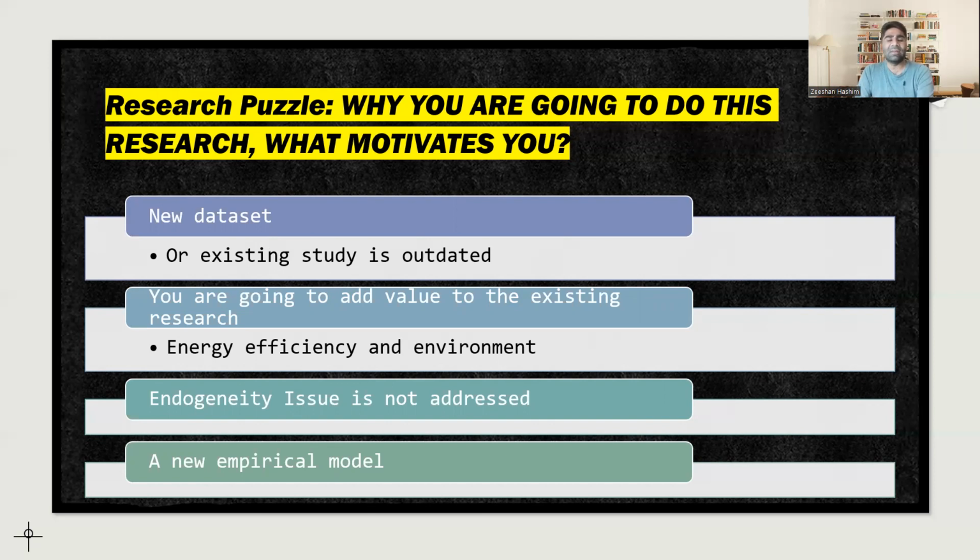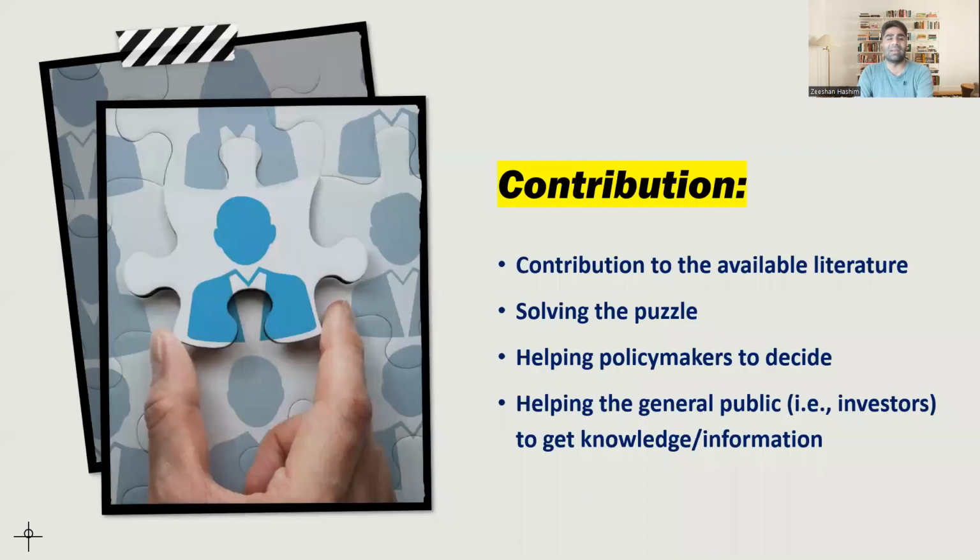Or there are many studies in which the endogeneity issue is not yet addressed, and you could go for it. But remember that solving the endogeneity issue econometrically is time-taking, and if you are working at undergrad or postgrad level, don't go for it. The same goes for using a new empirical model. But if you are doing PhD level studies, endogeneity issues and new empirical models can provide you the research puzzle and the contribution as well.